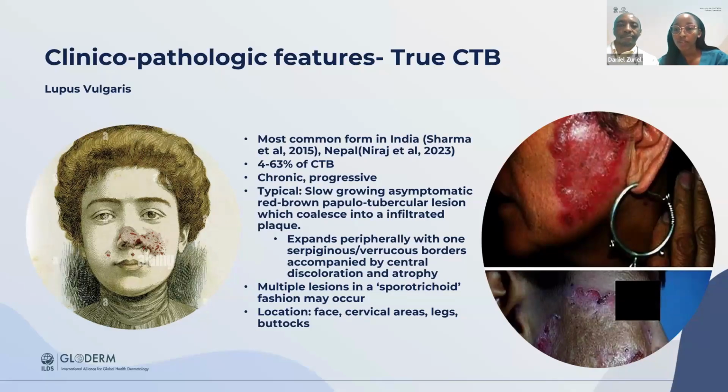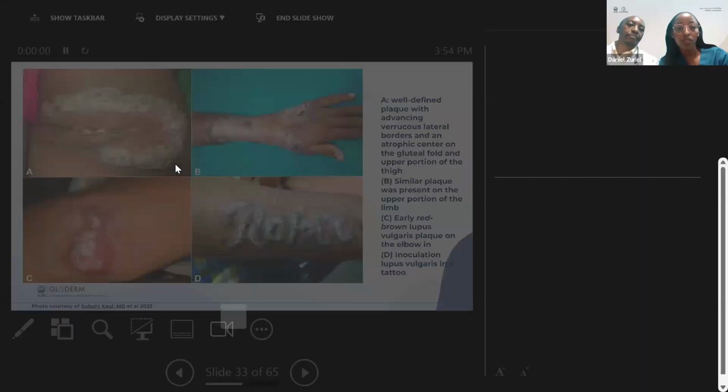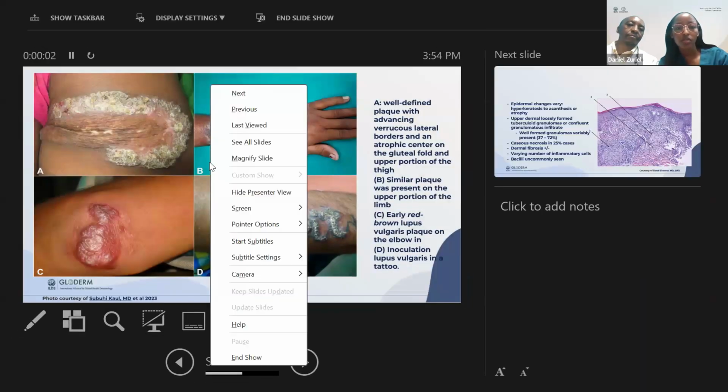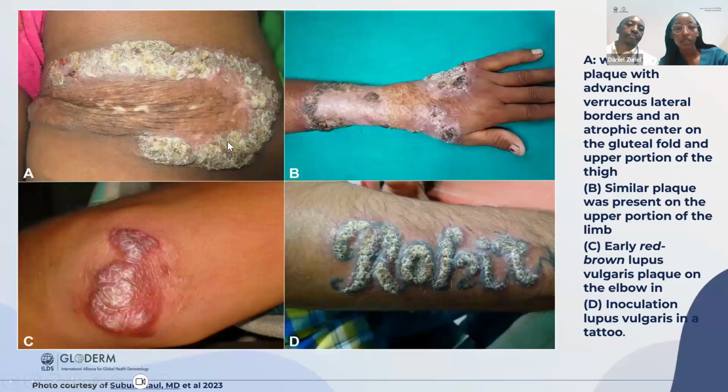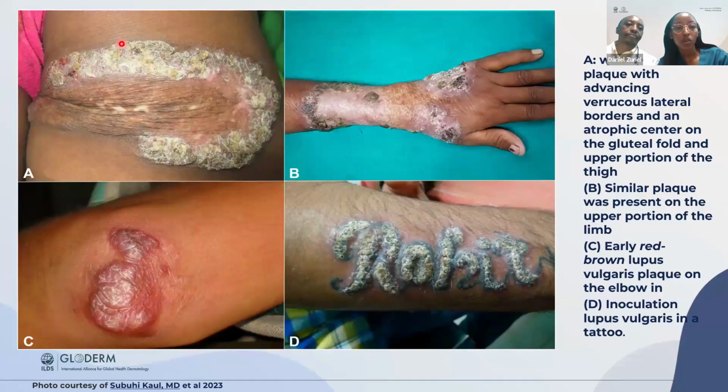The plaque will expand peripherally. So as one end of this particular plaque is resolving, the other one is expanding, and the center tends to heal with formation of fibrous tissue, and so we will have a lesion looking like the one on the top left of that image. So this is a typical lesion of cutaneous tuberculosis.